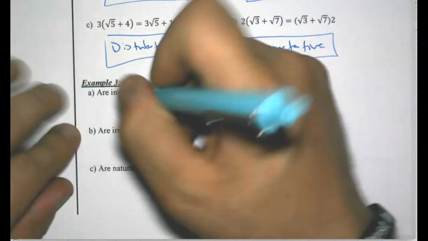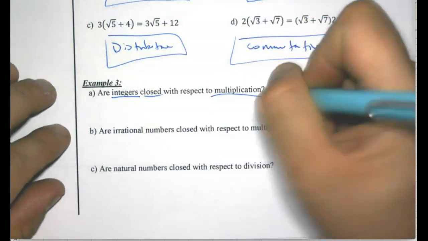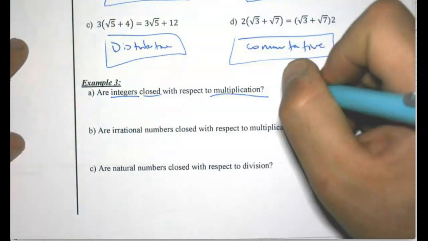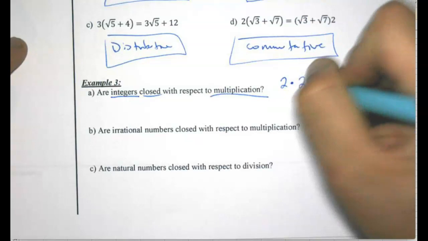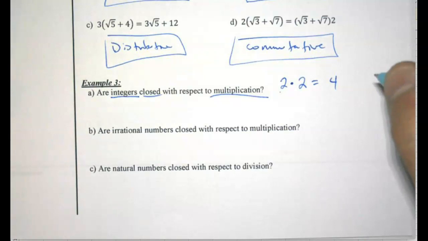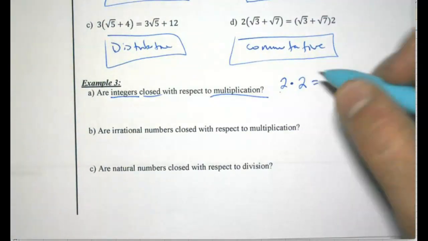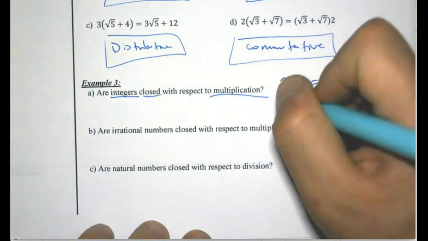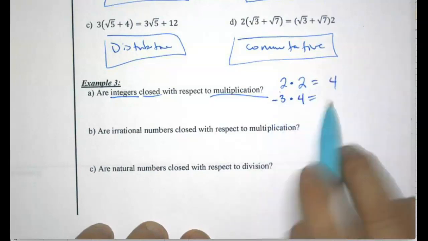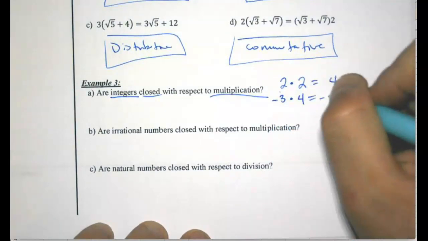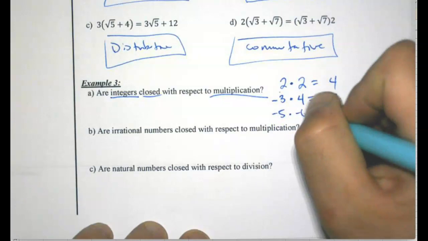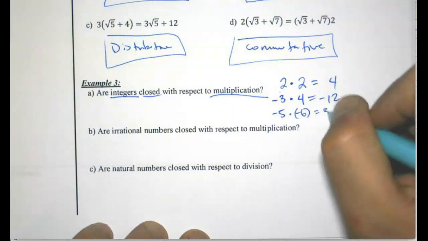So it's talking about integers, right? Are they closed when you multiply? Basically, what that is saying is if you multiply any 2 integers, will the answer always be an integer, right? So 2 times 2 is 4. Remember, integers are just positive or negative numbers, no fractions, no decimals. So again, I'm trying to basically show you that I'm multiplying integers: 2 positive numbers; a negative number times a positive number, negative 3 times 4 is negative 12; multiply 2 negative numbers, negative 5 times negative 6, that's going to give me a positive 30.